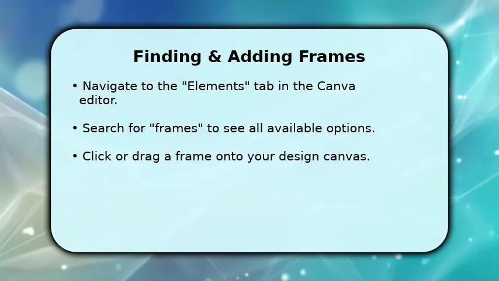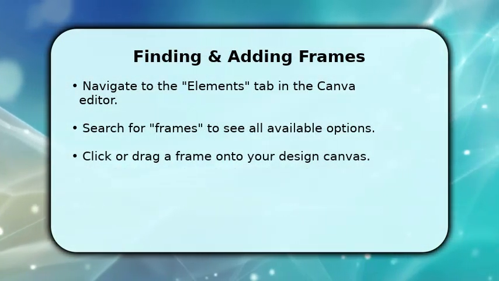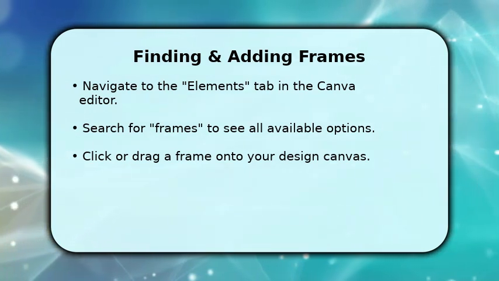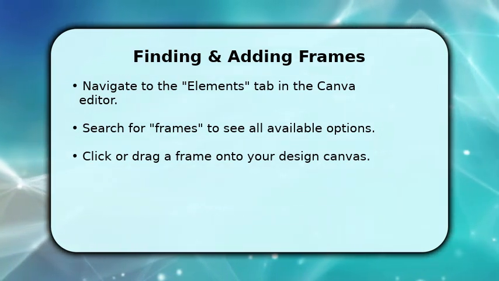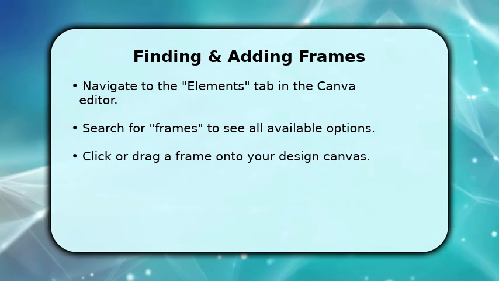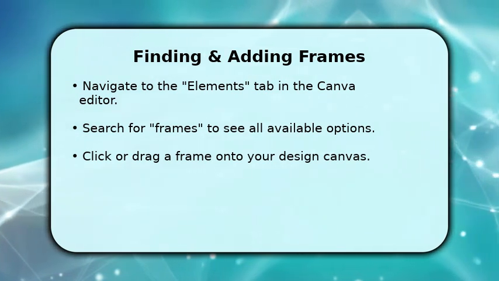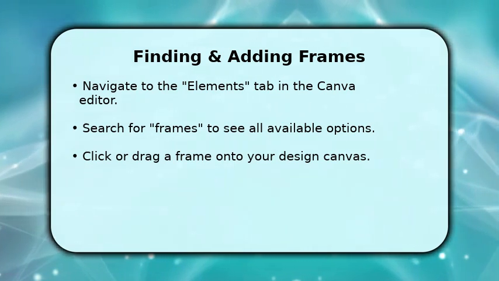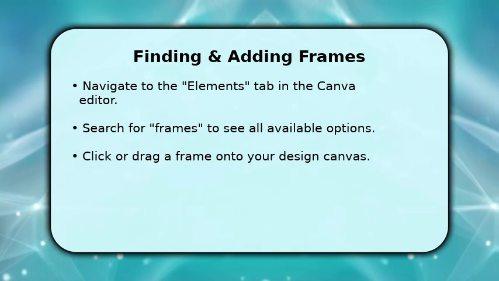To begin, open your Canva design and look for the Elements tab on the left-hand side. Simply type frames into the search bar to browse the extensive collection. Once you find a frame you like, click or drag it directly onto your canvas. You can then easily resize and reposition it to perfectly fit your design layout.